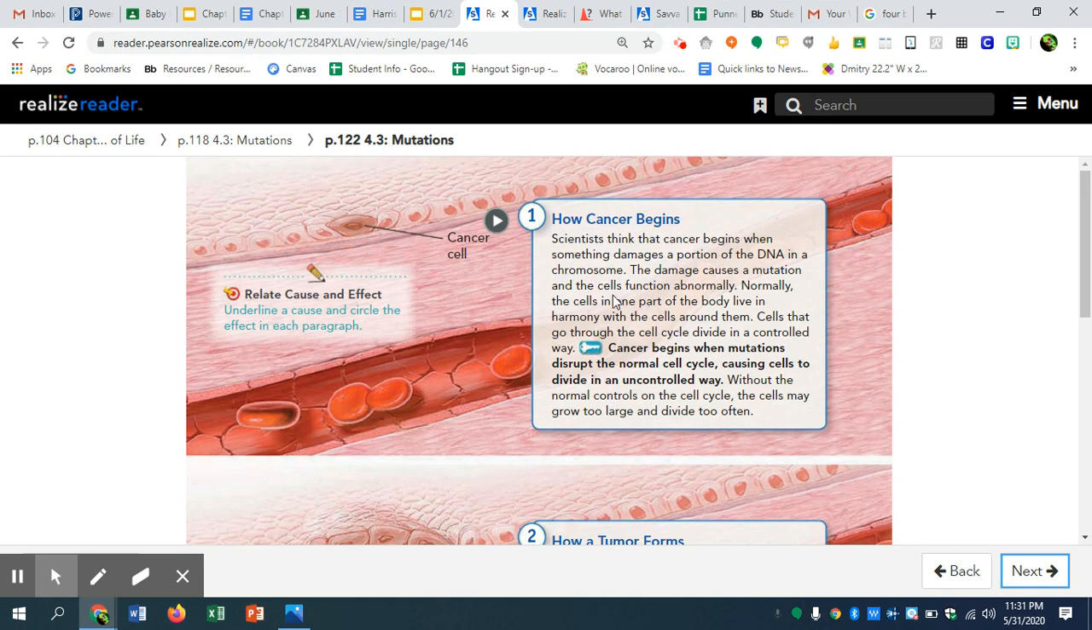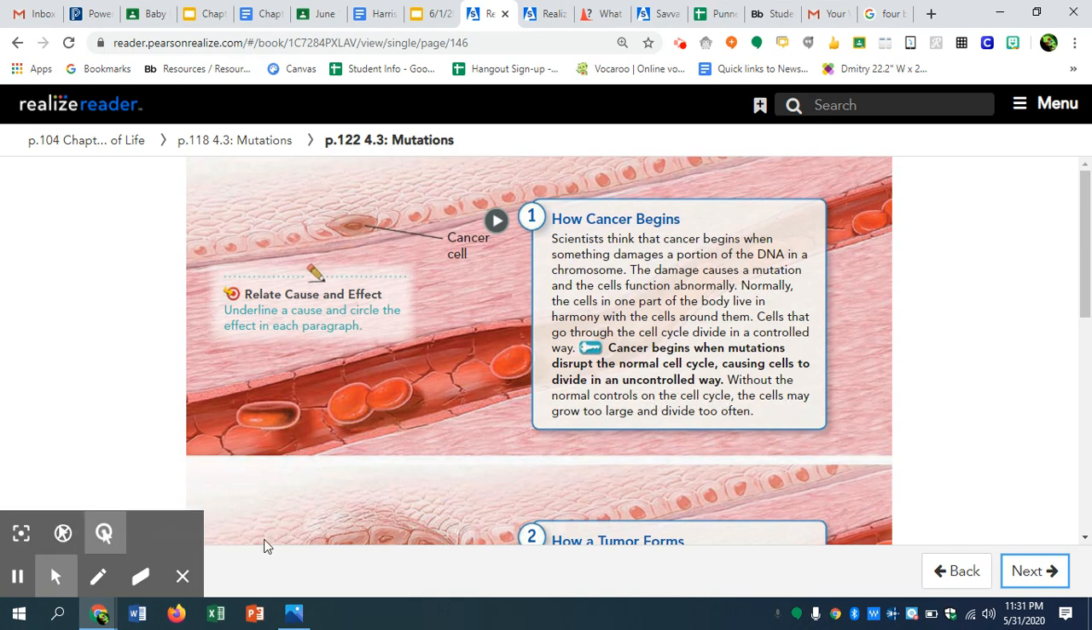Scientists think that cancer begins when something damages a portion of the DNA in the chromosome. The damage causes a mutation and the cells function abnormally. Normally, the cells in one part of the body live in harmony with the cells around them. Cells that go through the cell cycle divide in a controlled way, but cancer begins when mutations disrupt the normal cell cycle, causing cells to divide in an uncontrollable way. Without the normal controls on the cell cycle, the cell may grow too large and divide too often.